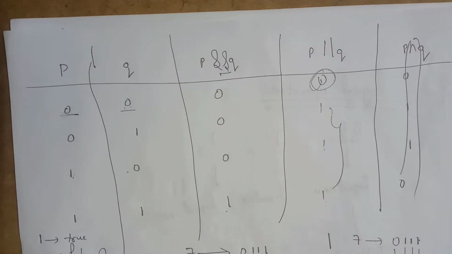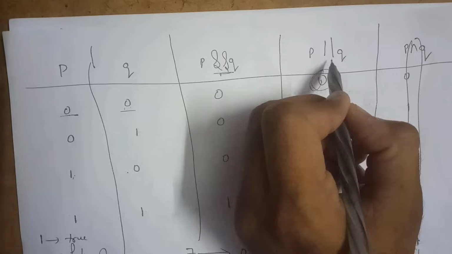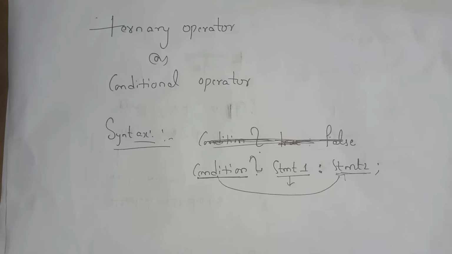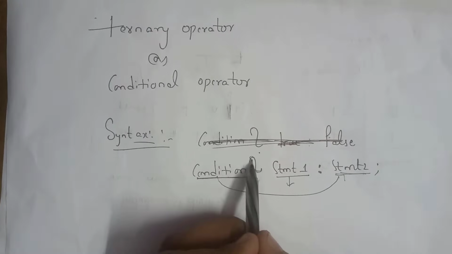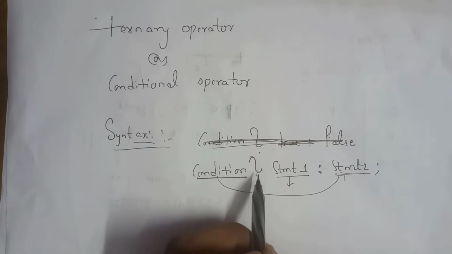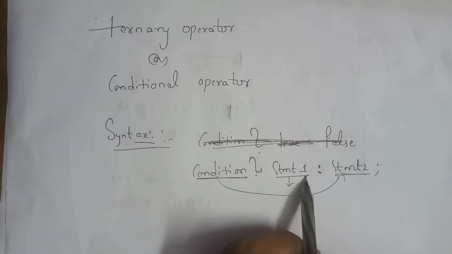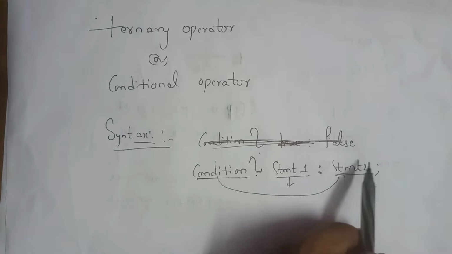So whenever a logical operator question comes in the exam, write this table for both logical AND and logical OR and then give these examples. Guys, we also call this ternary operator the conditional operator because based on the condition, output will be generated. This is the syntax of the ternary operator. At first you need to write the condition. After that you need to give the question mark symbol, where the question mark represents the ternary operator. At first you need to write the condition, question mark, statement 1, colon, statement 2, at last semicolon.